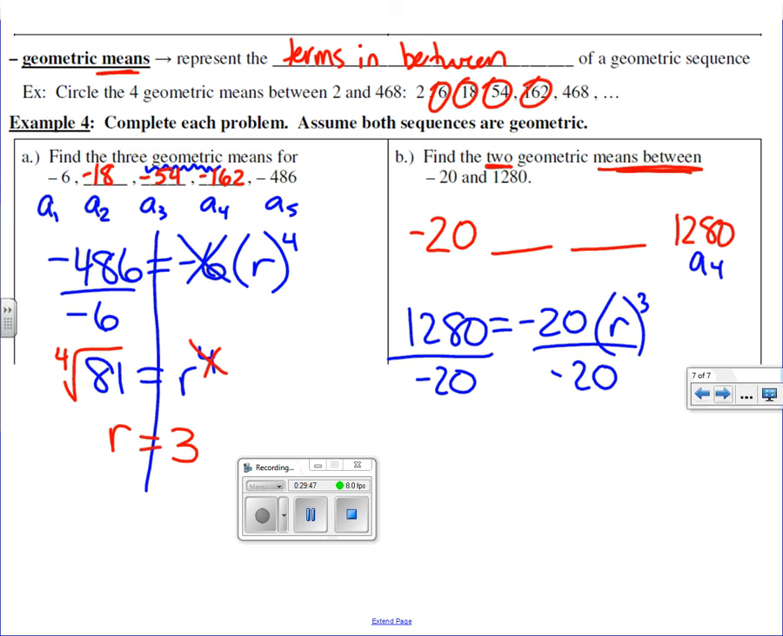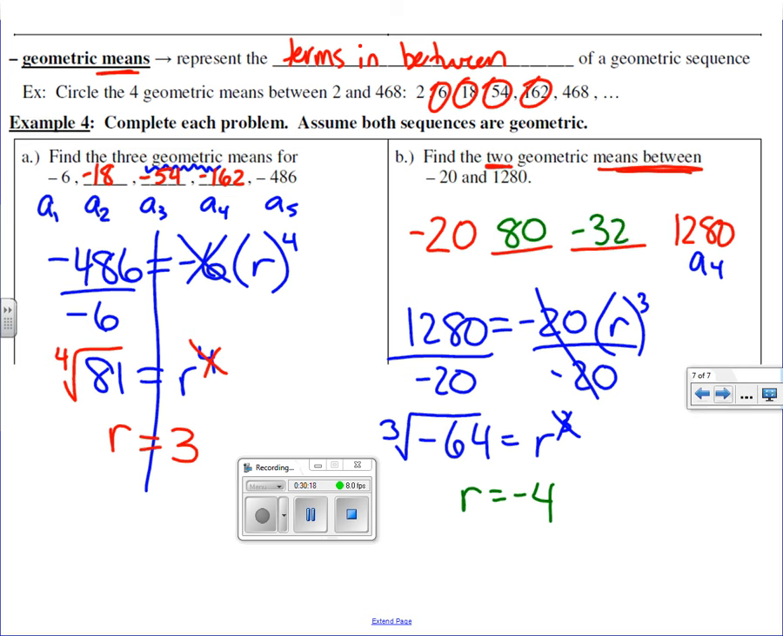Somebody tell me what that gives you. Denise, what do you do next? You cube root it. And R is what? And Mason, how do I get the numbers in the blanks? Okay, which is 80. And then 80 times negative 4? 320.